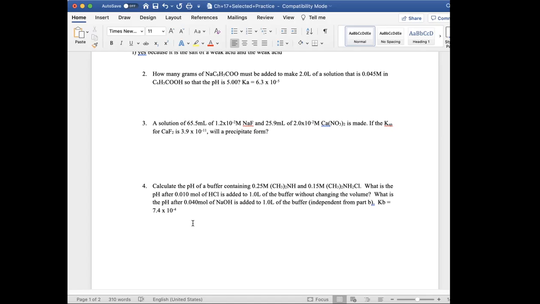Okay, so let's see the next one. We have a solution of something volume and something molar, like molarity. Right away, what do you think of? Grams, moles. If you have molarity and volume, think of what happens when you multiply molarity by volume. You get moles. So when you see volume and molarity, think moles, because that means you can find the moles right away. And then we see volume and molarity of another thing, so instantly we can figure out the moles for that as well. Now they're saying the Ksp for CaF2 is that. They're asking, will a precipitate form?